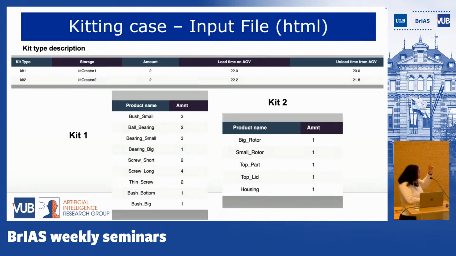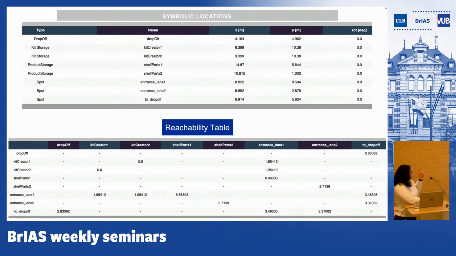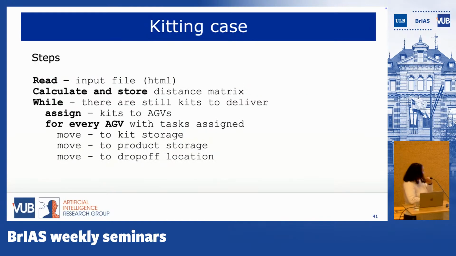Now the input file we receive is an HTML file, so we had to adapt to this. We have components for the different kits, and that's how they are defined. We have a load time to the AGV and an unload time from the AGV. Of course, we have the locations in the warehouse and the reachability table that tells me from where I can move to where. So once having an input file, we calculate and store the distance matrix.